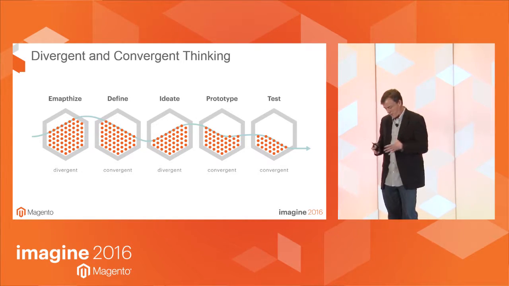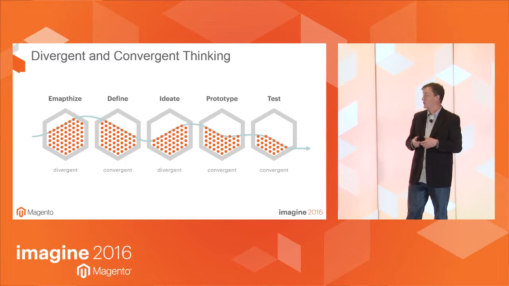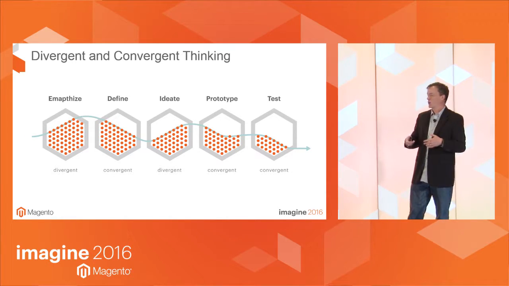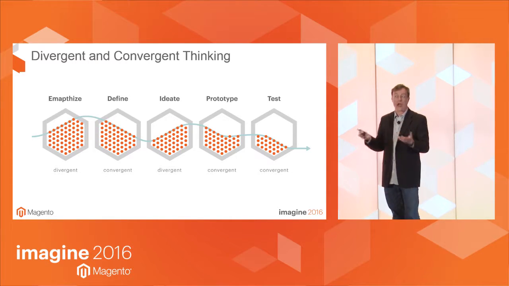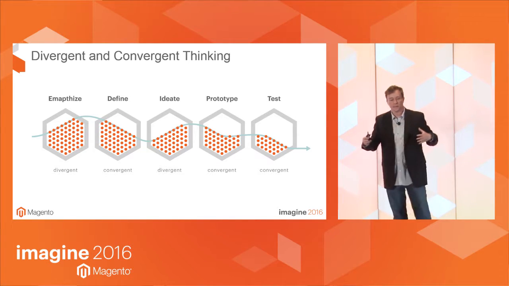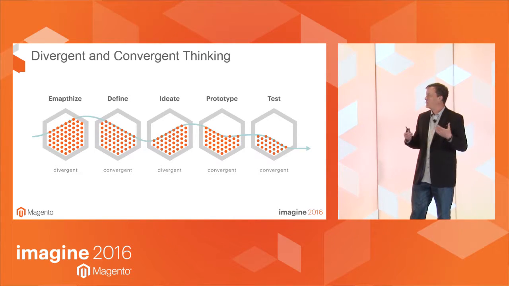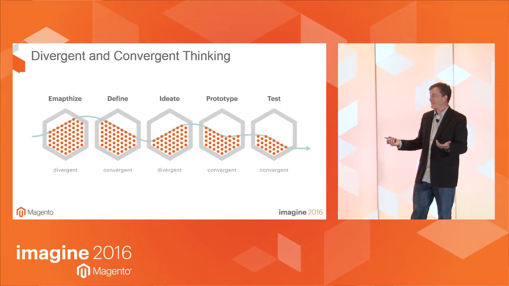Ideate. Okay, we've already narrowed them down. We're going to open that up again, and we're going to want to really start thinking about creative solutions for those. Bring that back down into prototype. We're converging again, because typically resources are limited, no matter how you create a prototype. And at the end, you're going to converge one more time, bring it down to test, and move forward with that one great idea. That's what we're trying to do, and that's the idea of divergent and convergent thinking.